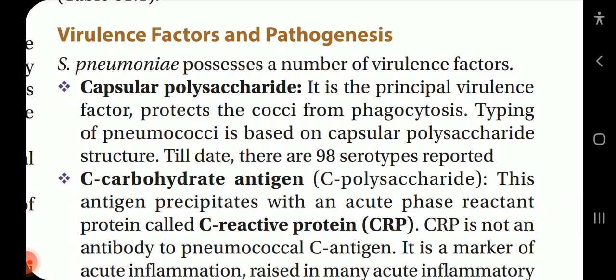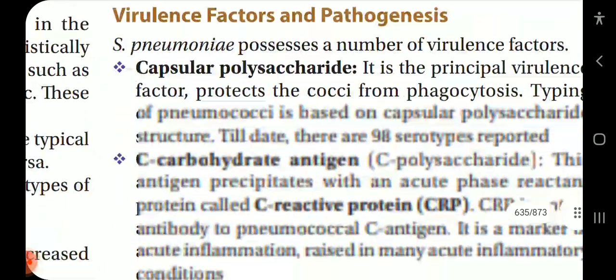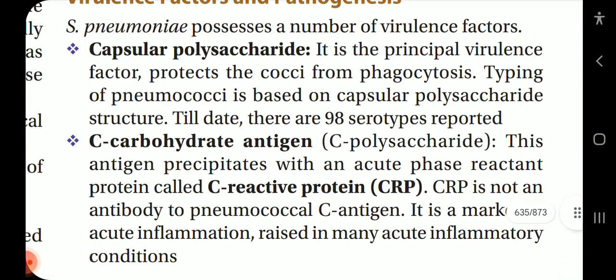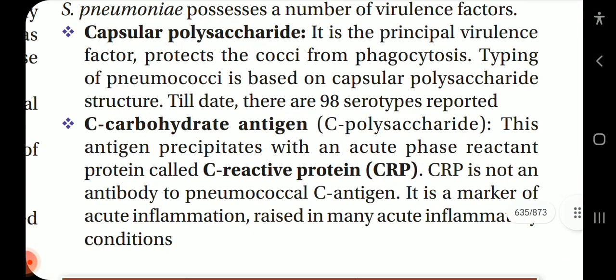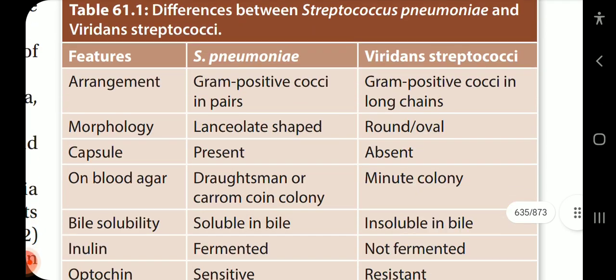Virulence factors and pathogenesis. Streptococcus pneumoniae possesses a number of virulence factors. Capsular polysaccharide is the principal virulence factor, which protects the cocci from phagocytosis. Typing of pneumococci is based on capsular polysaccharide structure. Till date, there are 98 serotypes reported. C carbohydrate antigen, C polysaccharide. This antigen precipitates with an acute phase reactant protein called C reactive protein, CRP. CRP is not an antibody to pneumococcal C antigen. It is a marker of acute inflammation raised in many acute inflammatory conditions.